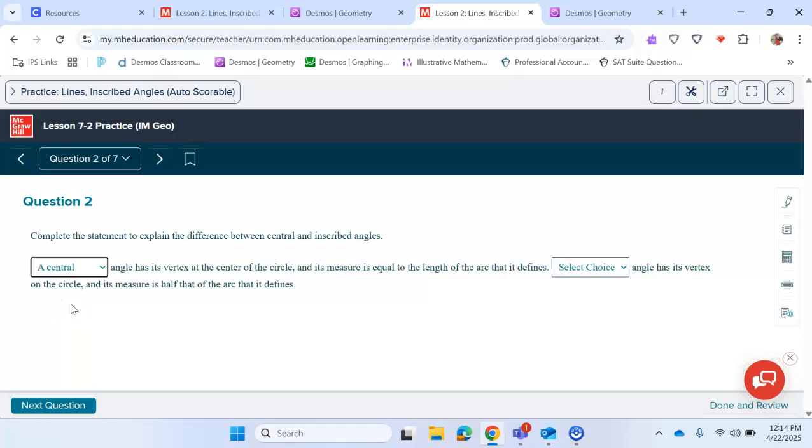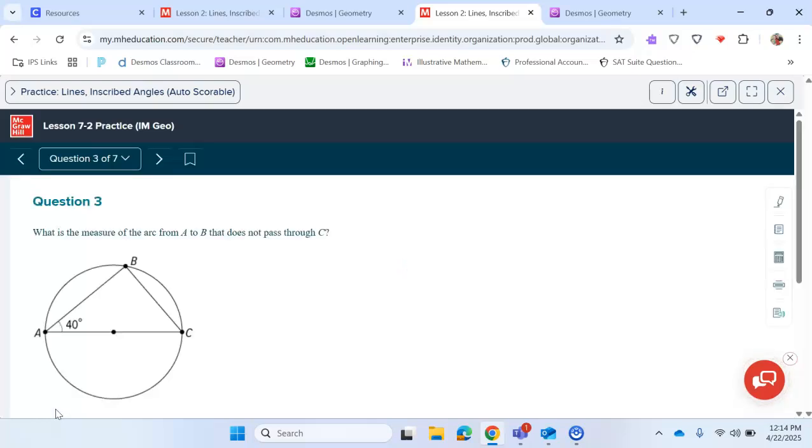Blank angle has its vertex on the circle, and its measure is half that of the arc that it defines. So that is an inscribed angle, that we just calculated in question 1.